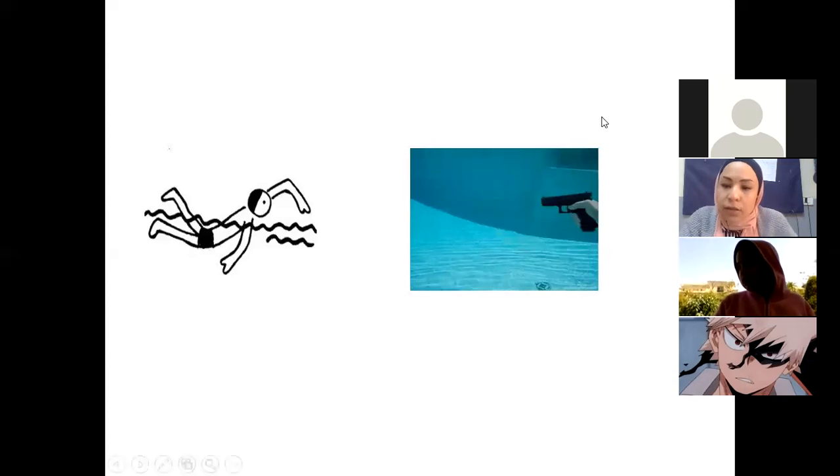Now, Sohaila. What is the name of the force that slows you down whenever you're walking in the water? Water resistance. Very good. And what about the other one that pushes things up? Upthrust force. Very good, Sohaila.